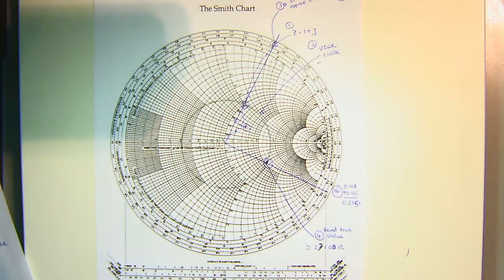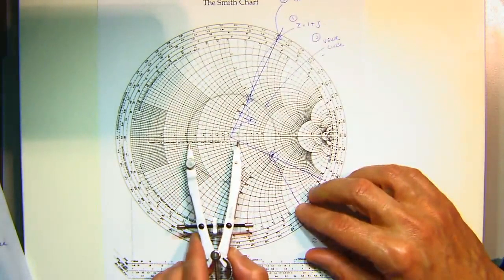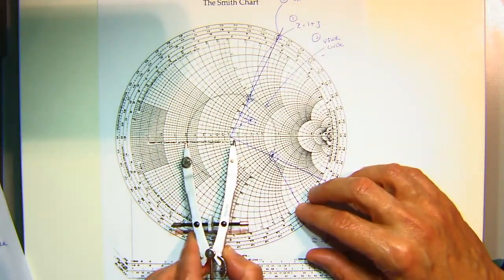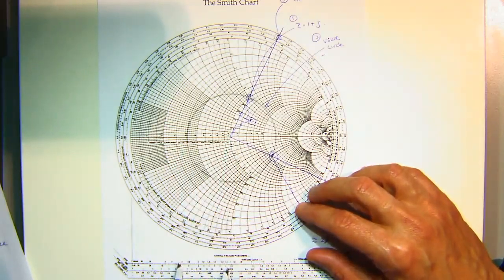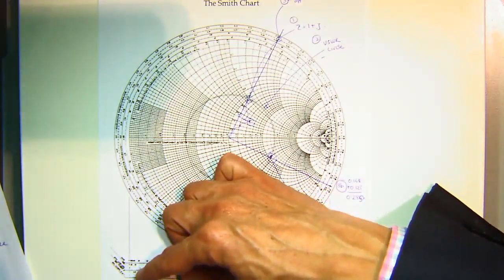And one of the things that we did say was, if you wanted to work out what the voltage standing wave ratio was, you just measure the radius, and you go down here, and you can work out that the voltage standing wave ratio is going to be roughly 3 to 1, right? So there's a couple of things down here on your Smith chart.